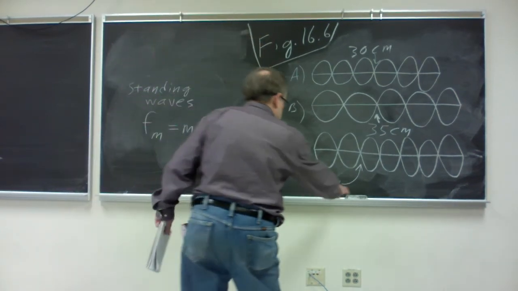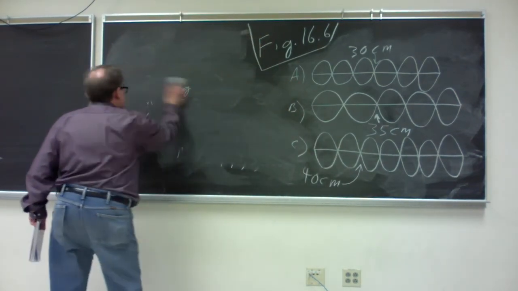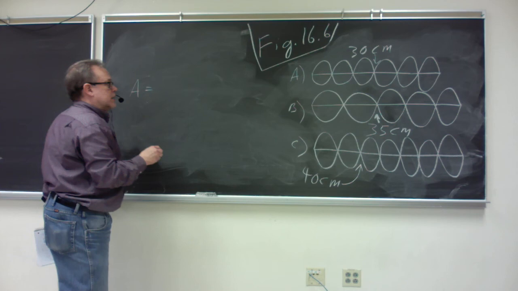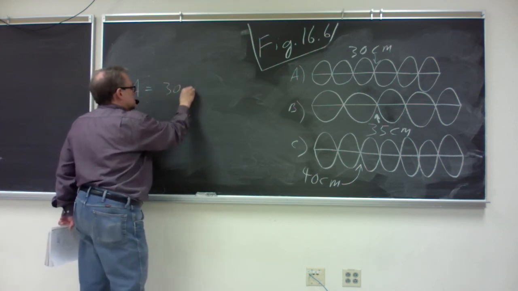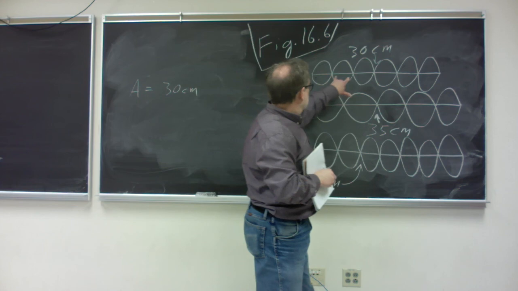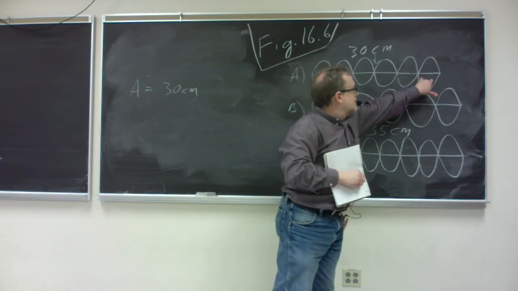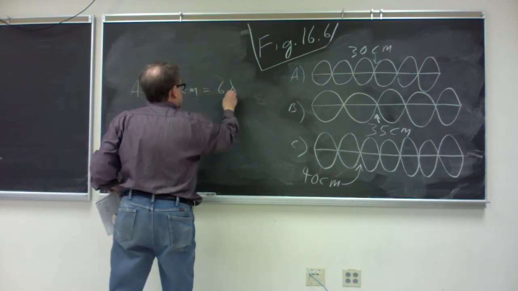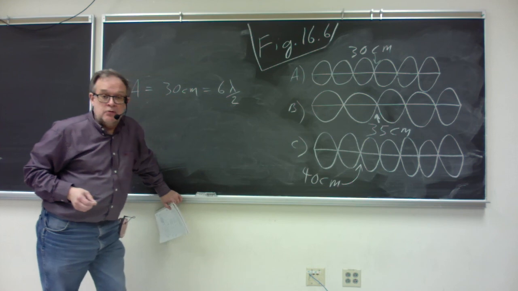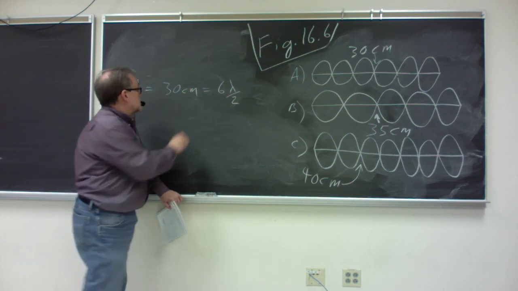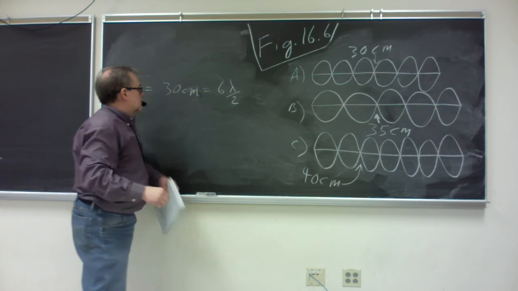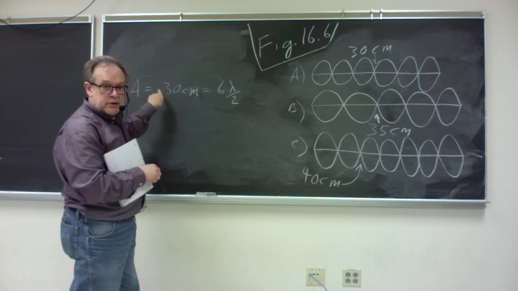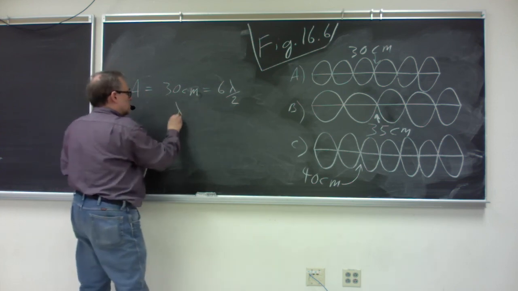So for standing wave A, on that entire string length, which is 30 centimeters, we have 1, 2, 3, 4, 5, 6 half wavelengths. 6 half wavelengths fit onto the entire 30 centimeters of the string. So this is the same as 3 times the wavelength. 3 times the wavelength is 30 centimeters, so the wavelength itself is 10 centimeters.